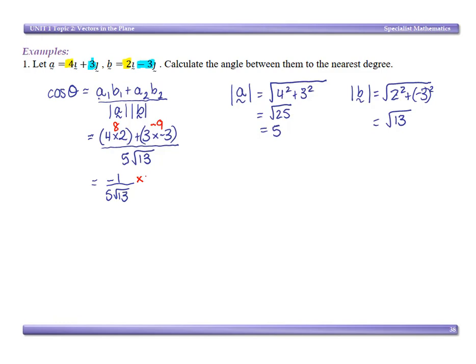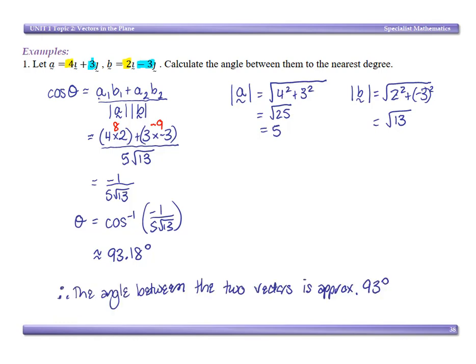We need to rationalize our denominator. Actually, there's no need to rationalise the denominator because we're finding theta. So don't do that. You can go straight to your calculator. So theta is going to equal inverse cos of -1 over 5 root 13, and that is approximately 93.18 degrees. Finish with a therefore statement. So the angle between the two vectors is approximately 93 degrees. Note I went to the nearest degree because that's what the question asked.